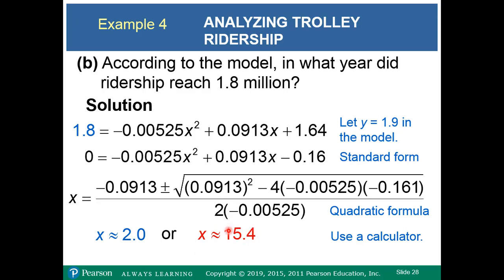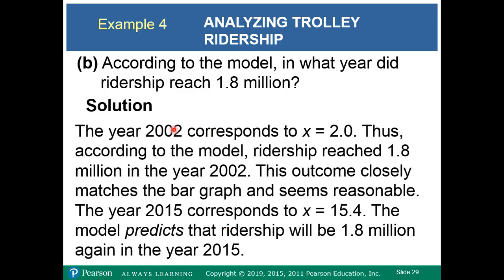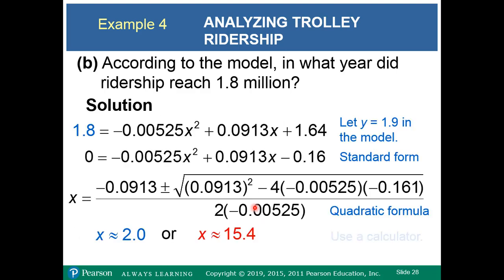Because remember, this is only valid from 2000 to 2013. So 2002 corresponds to x equal to 2, and then of course this one is more of a prediction. This outcome closely matches the bar graph and seems reasonable. Now the year 2015 corresponds to this one, but this is a prediction, right? Because it falls outside. Maybe I read the problem wrong. It says, in what year did ridership reach 1.8 million? Yeah, so this would be the correct answer.